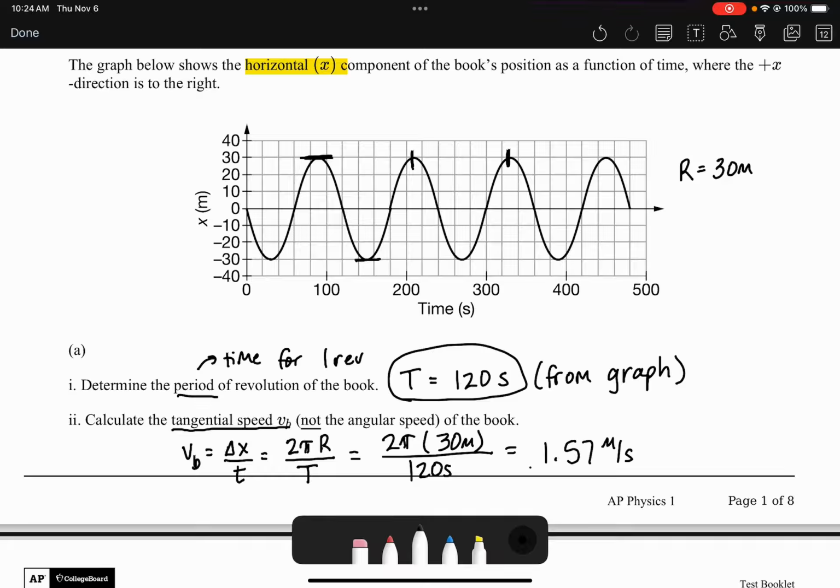So that's my period. This is my tangential velocity, and the radius of my circle, which it didn't ask for, but we figured that out from the graph. That's where we got that information.